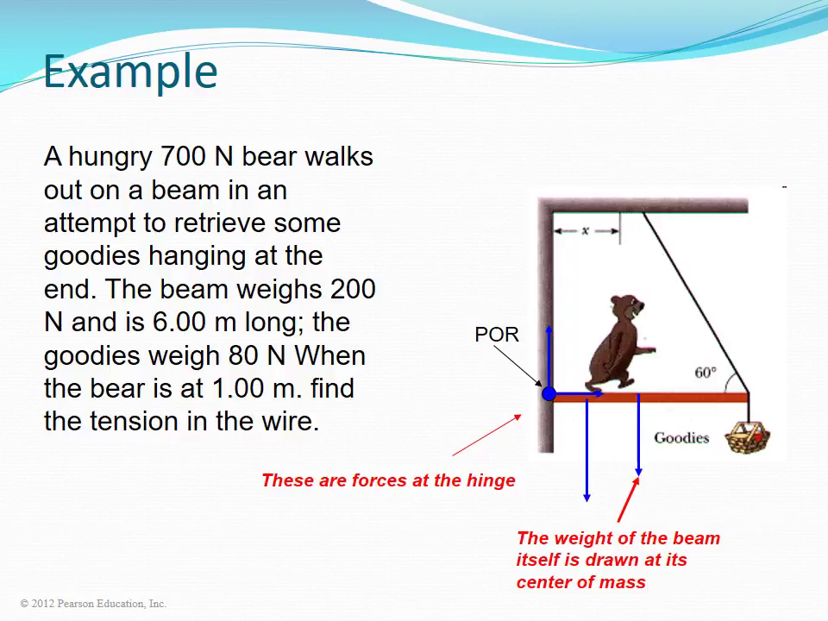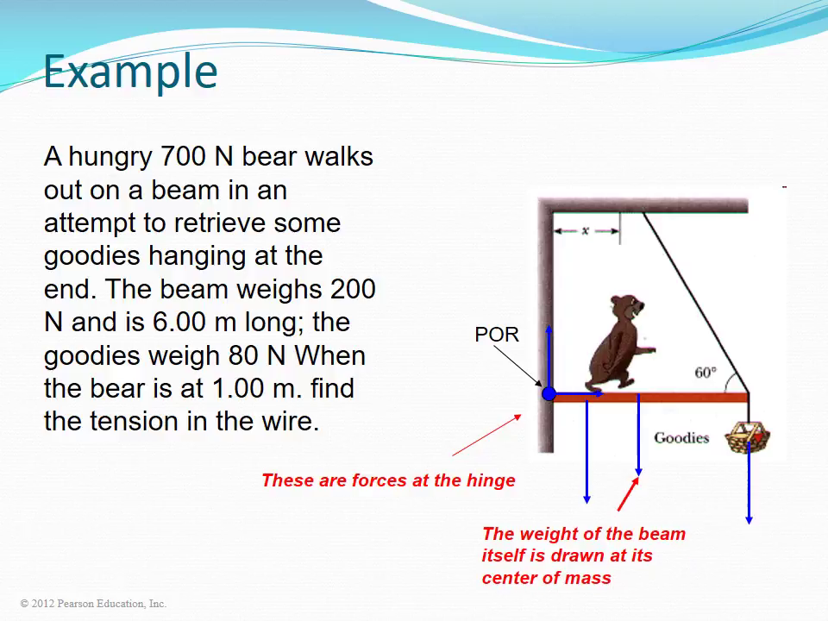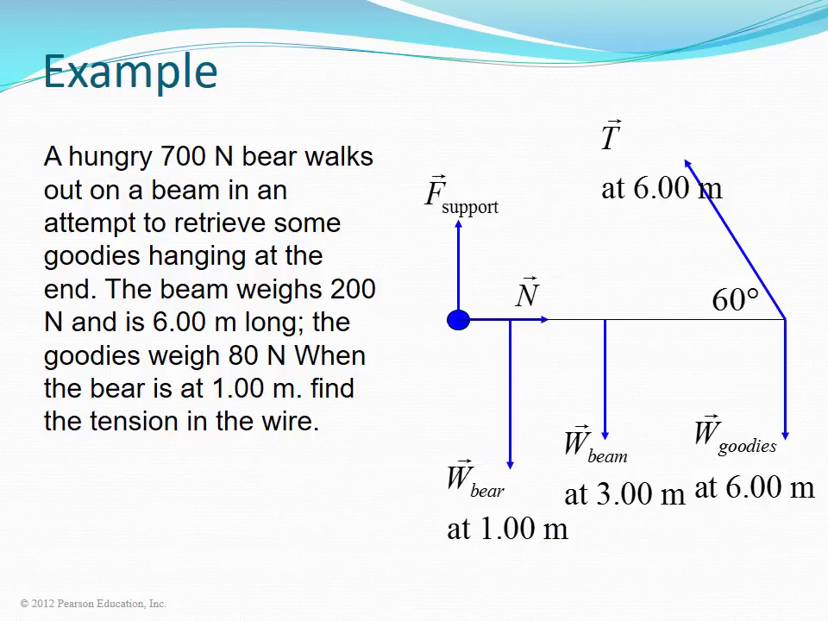The weight of the bear and the weight of the beam point down. The weight of the beam itself is drawn at its center of mass. The weight of the goodies is at the end of the beam and points down. The tension in the wire points up and to the left. The free body diagram looks like this. All the forces are drawn in their correct direction and location.